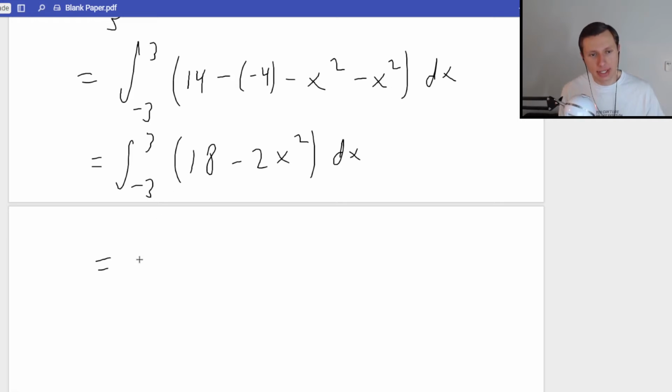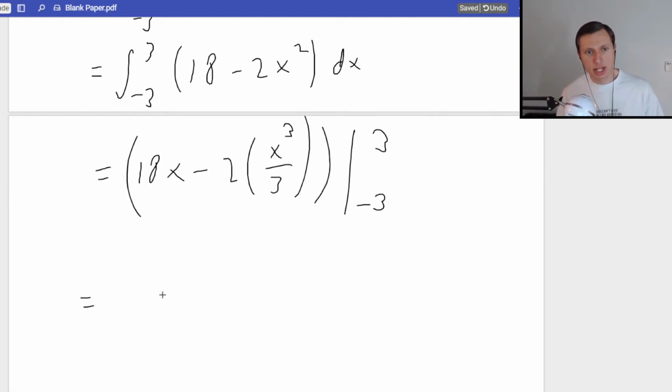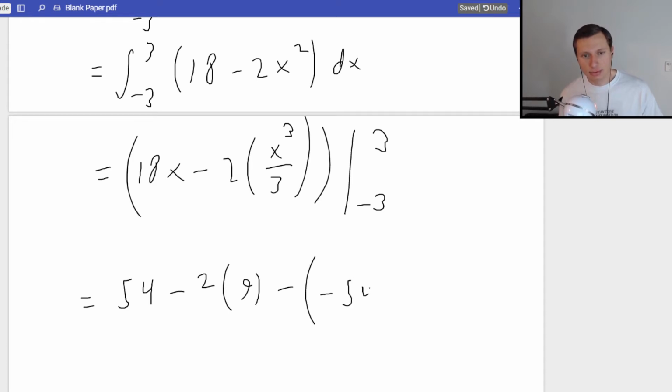So we're going to get the following. If I take the integral of this, the integral of 18 is just 18x minus 2 times the integral of x squared, which is x cubed over 3. Parentheses around this for notation purposes, and then a long bar evaluated from -3 to 3. Once again, I need to plug in. There's going to be a lot of plugging in tonight. But 3 times 18 is 54. 54 minus 2 times 3 cubed over 3, which is 9. And then minus the quantity 18 times -3, which is -54, minus 2 times -3 cubed over 3, which is actually -9.